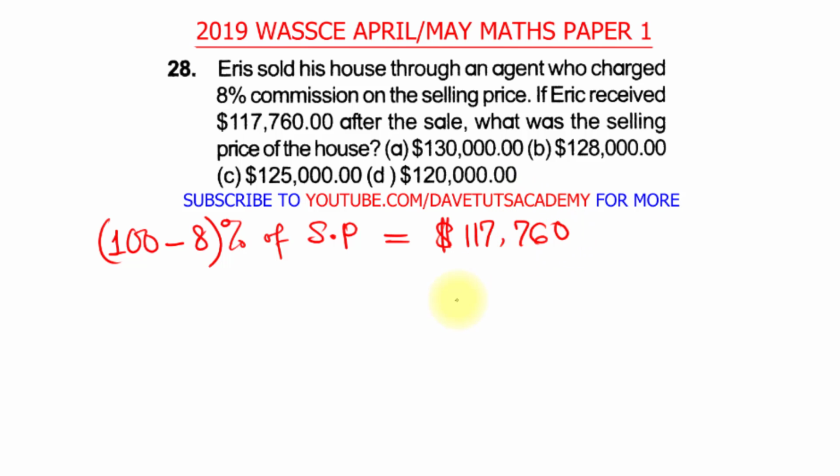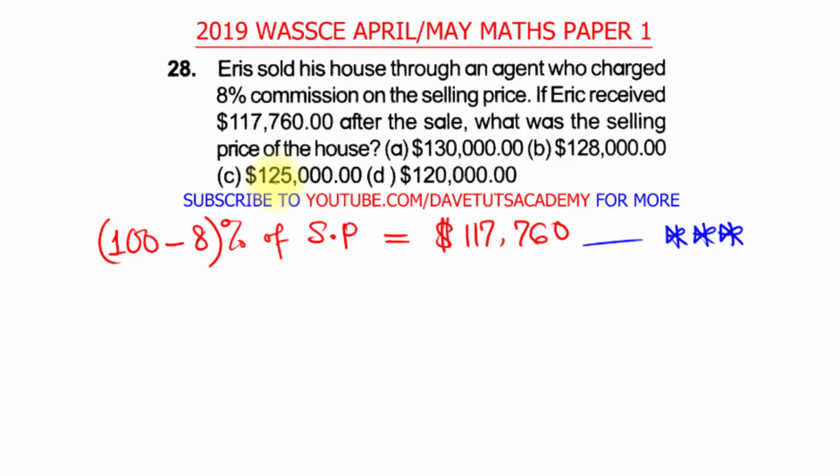$117,760. Now, understanding this expression is key to solving this particular type of question. Once you have a good grasp of this, this type of question comes out in aptitude tests a lot, and this is one of the good ways that you can actually interpret that. Now, the full money is 100%, but now the agent is taking out 8% commission.